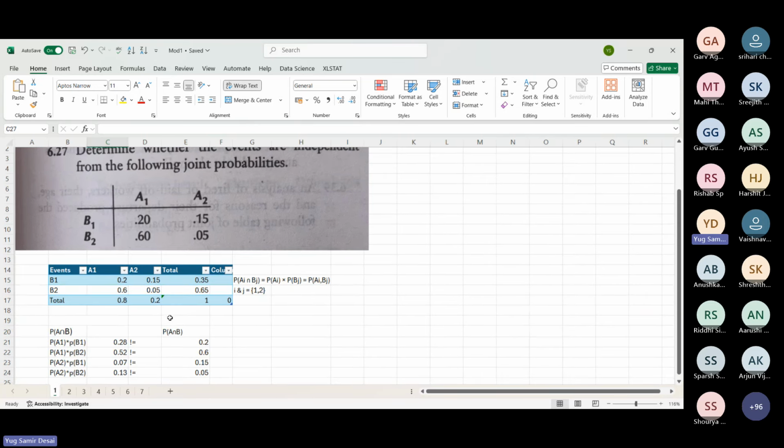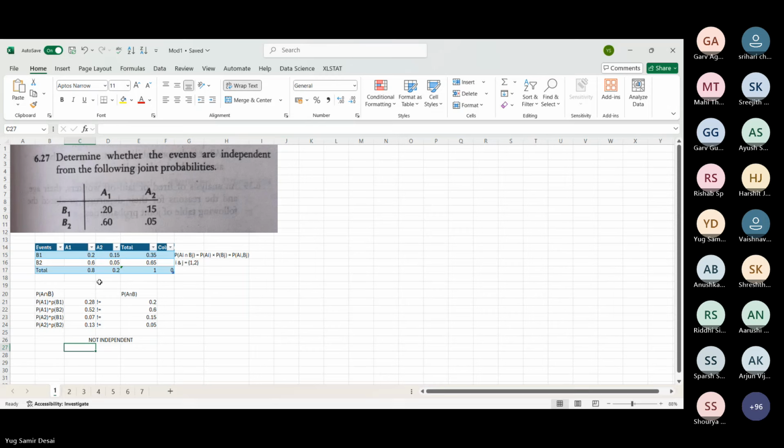And I'll solve manually next time. If the calculations aren't tough, I'll do it manually. Till now, does anyone have any problem? Suppose not, we move forward.